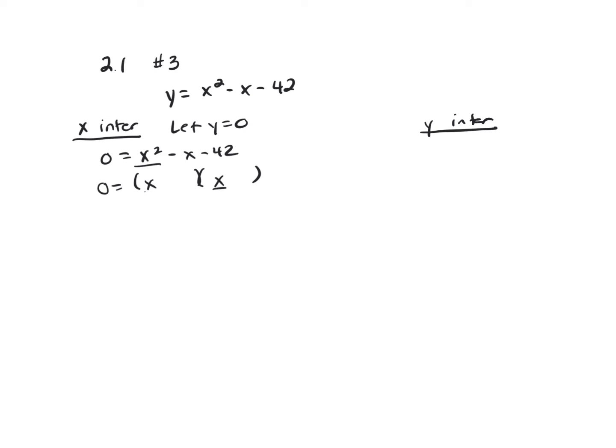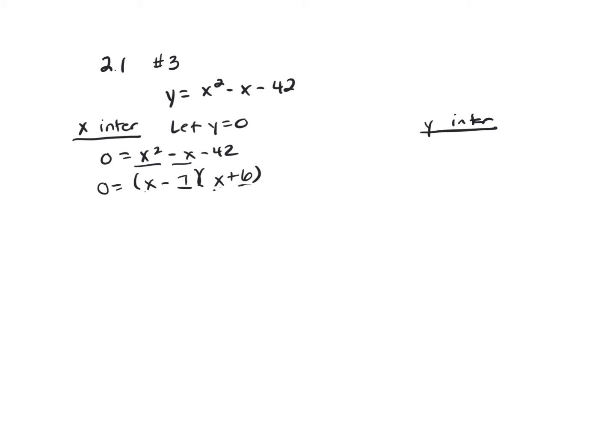And now the last spot, this times this must give you a negative 42. And these inside terms, outside terms must add up to a negative x. So that would be negative 6. It's negative 7 times positive 6.